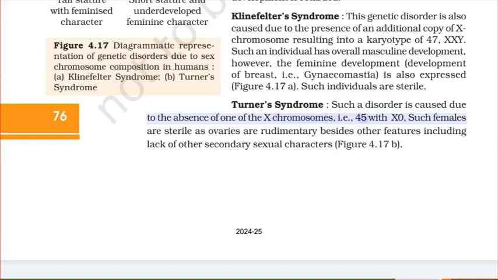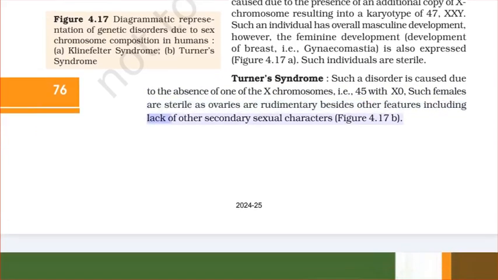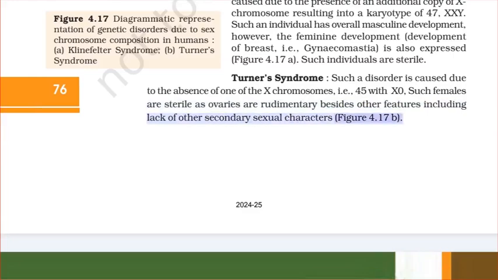Turner syndrome. Such a disorder is caused due to the absence of one of the X chromosomes, that is, 45 with XO. Such females are sterile as ovaries are rudimentary, besides other features including lack of other secondary sexual characters.